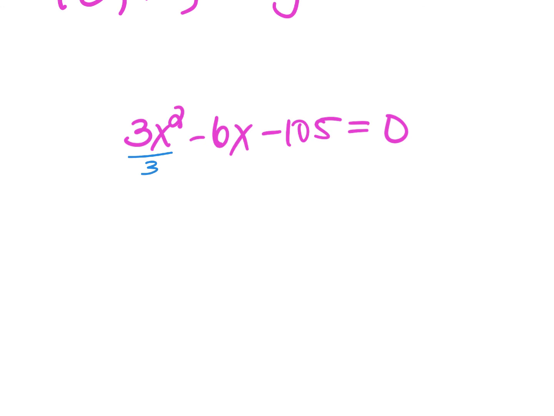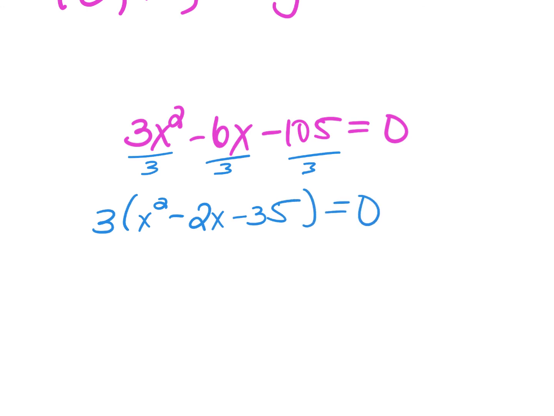If I divide everything by 3, some people are going like, how did you know you could divide by 3? Well, does 3 go into 3? Yes. Does 3 go into 6? Does 3 go into 105? Not so sure. Add up the digits. What's 1 plus 0 plus 5? 6. Does 3 go into 6? That means 3 will go into 105. So bring your 3 out in front, and you're left with x squared minus 6 divided by 3 is 2x, and then 105 divided by 3 is 35.